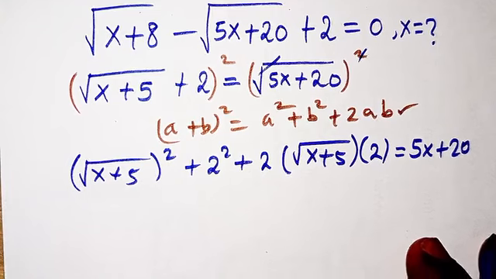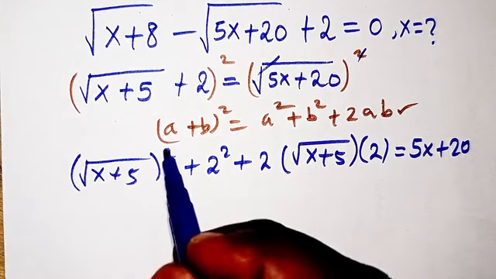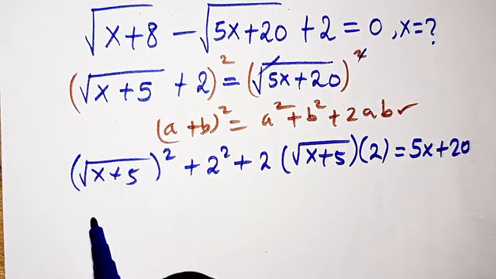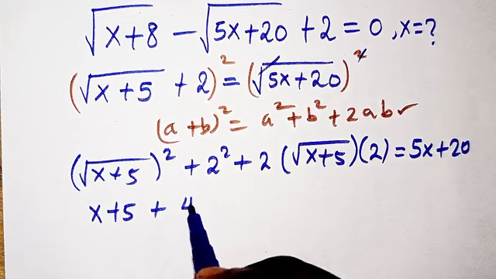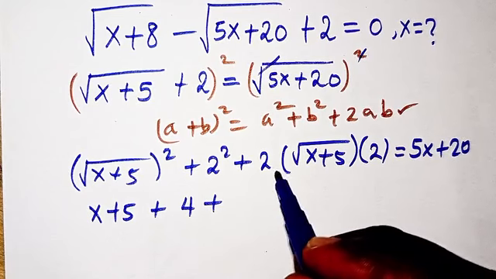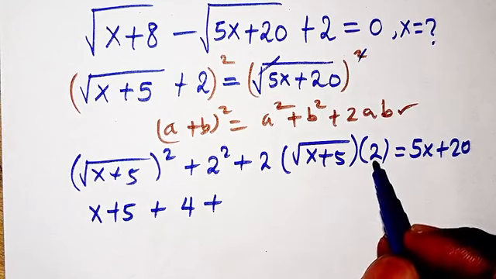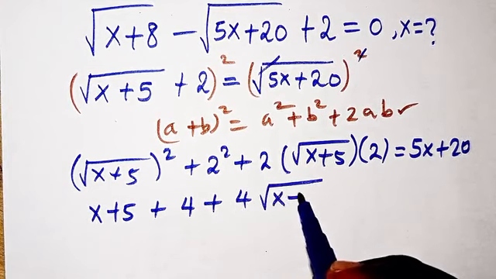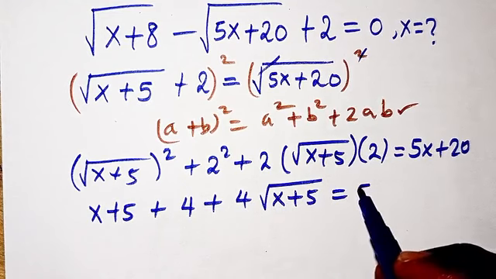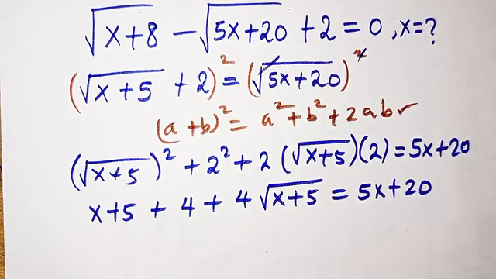So now we move on. We can see that this square we cancel this square. Also we have x plus 8 plus 4, then plus, we have 2 here, we multiply this 2 here, we have 4, then square root of x plus 8 equals 5x plus 20.